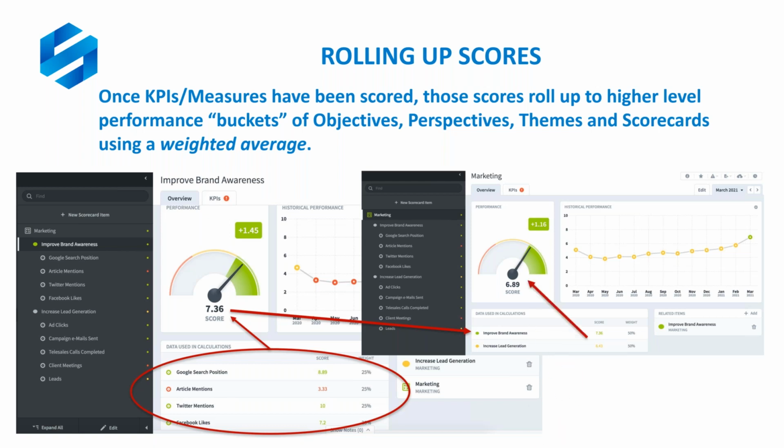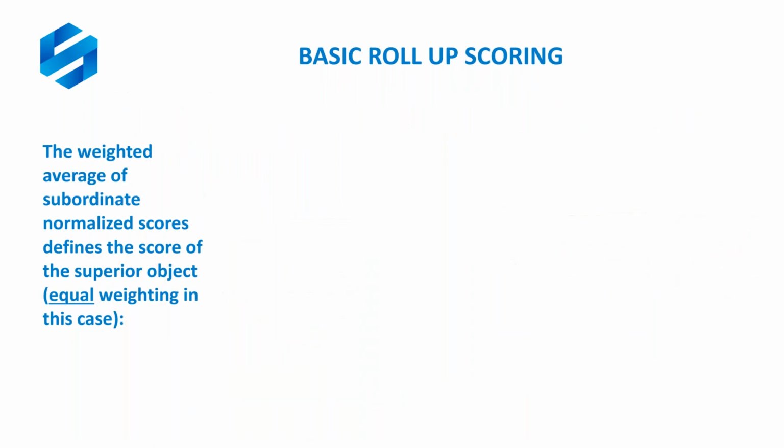Those two numbers again are being averaged together according to their weight. They're equally weighted, and thus we come up with a number of 6.89 as the normalized score for the marketing department overall. Okay, so continuing with this idea of rolling up scores, just want to make sure that we're all very clear on how this is done. If that discussion we just had didn't convey it, we'll just beat the dead horse here. The way it works is the weighted average of those subordinate normalized scores defines the score of the superior object.